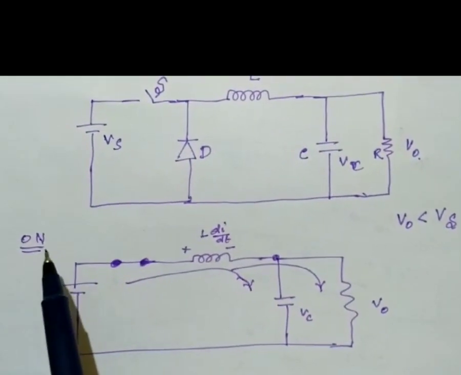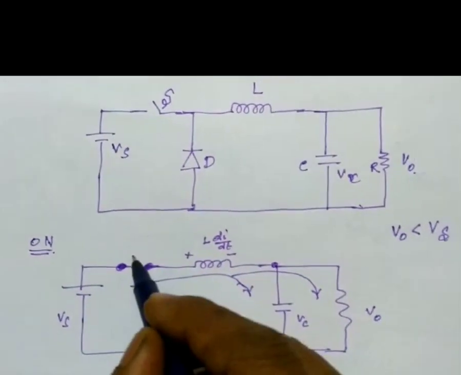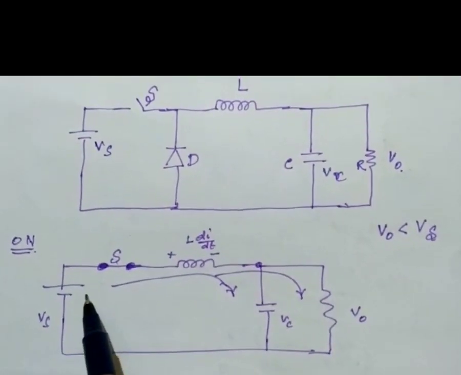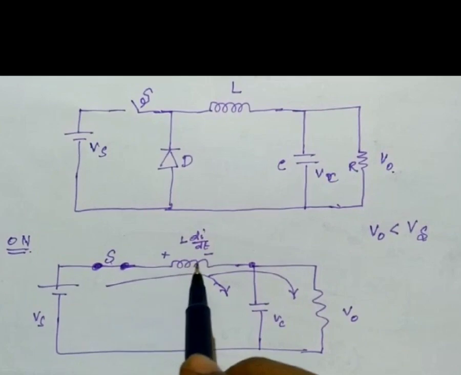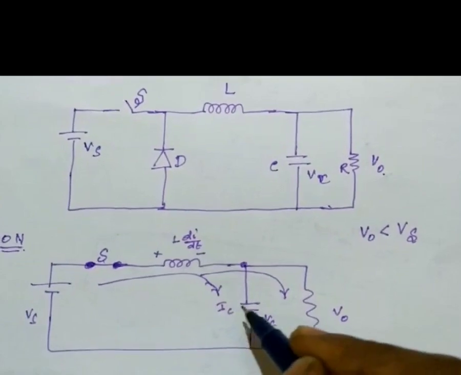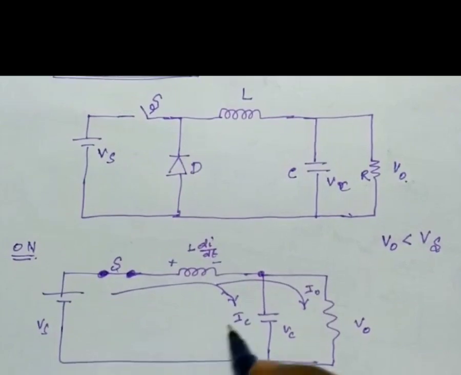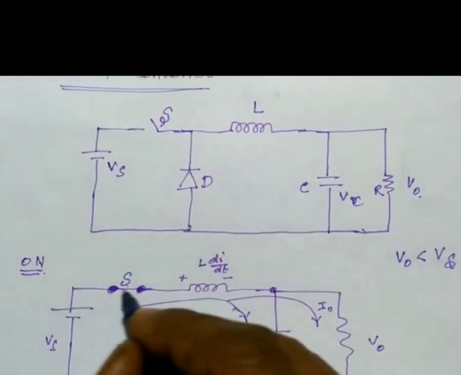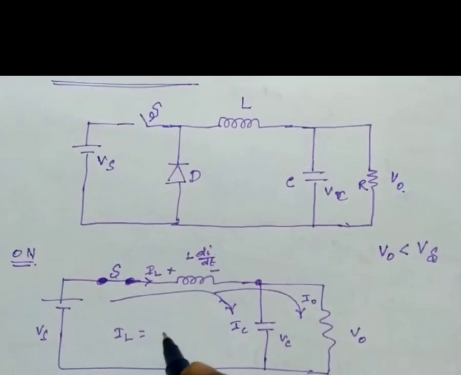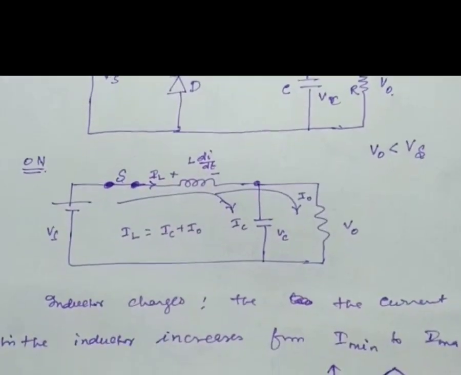The operation of the converter can be explained in two modes: on mode and off mode. During on mode, the switch S is closed, that is, the switch is on. By that time, the load current flows. One current goes through the capacitor, that is IC, and another current goes through the load, I0. These two currents combine here, so the current flowing here is IL. IL is equal to the combination of capacitor current and load current.